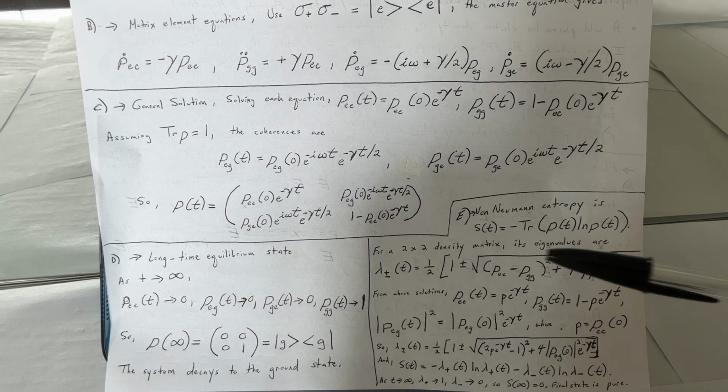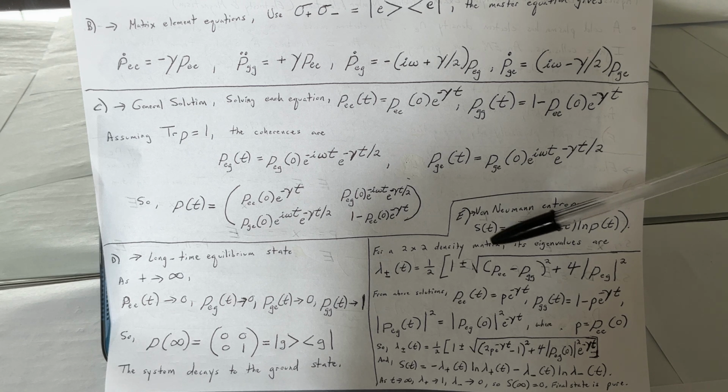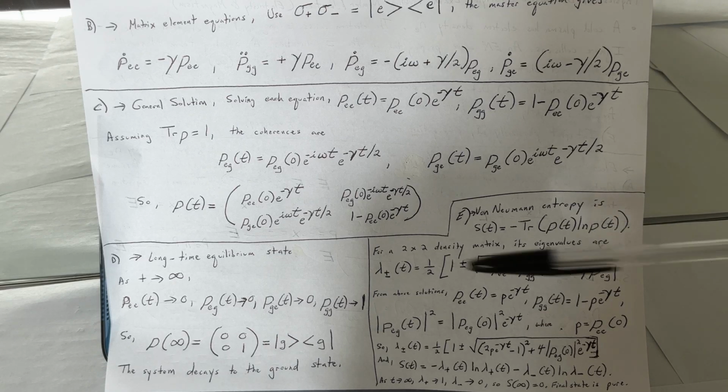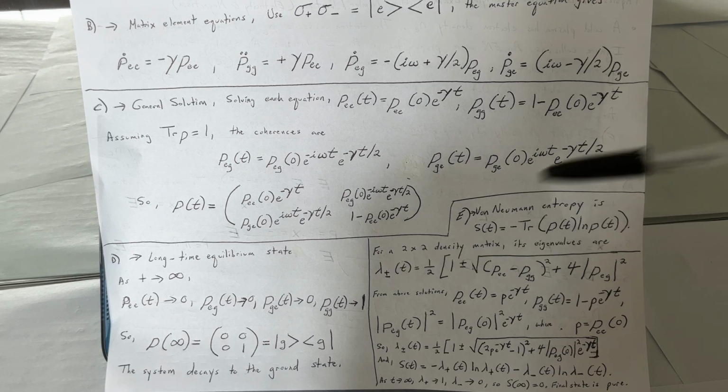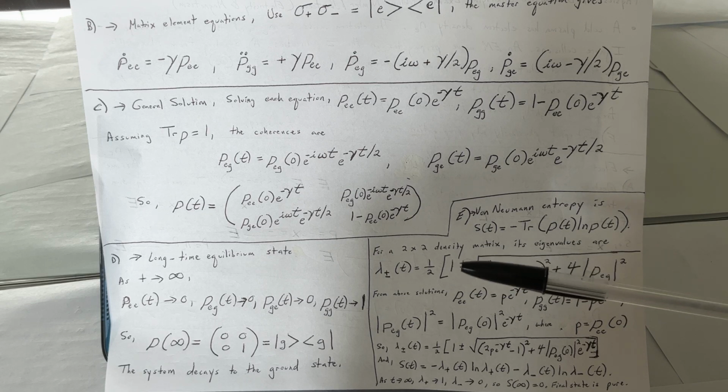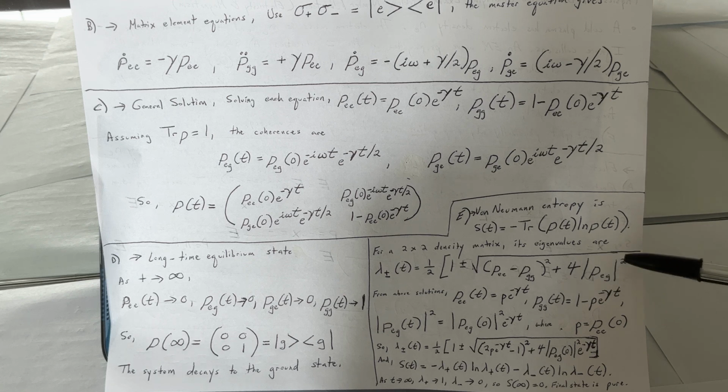All right, and for letter E, compute the von Neumann entropy as a function of time. So the von Neumann entropy is S of t equals negative trace rho of t ln rho of t. And for a 2x2 density matrix, its eigenvalues are lambda plus minus of t equals 1/2, and then we have bracket 1 plus or minus the square root of quantity rho sub EE minus rho sub GG squared plus 4 times the absolute value of rho sub EG squared.